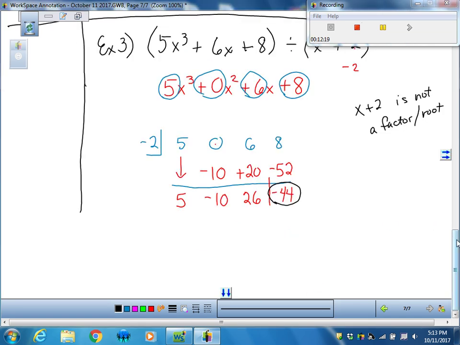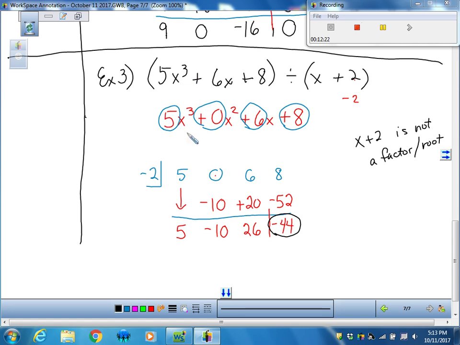Now let's go ahead and write our final answer. Again, we went down by 1 degree, so my answer is going to be 5x squared minus 10x plus 26. And then I want to go ahead and tack on that minus 44. And just like in long division, we put the 44 over what we were dividing by, not just the -2, but the entire binomial, which was x plus 2. And this is our final answer.